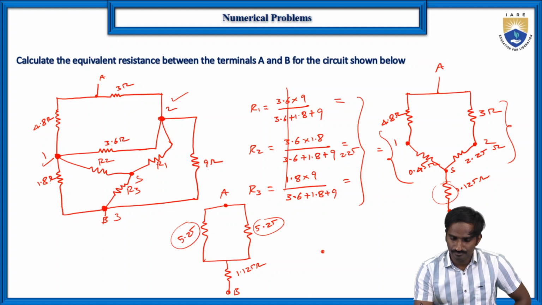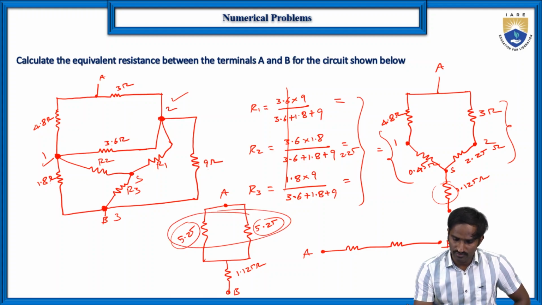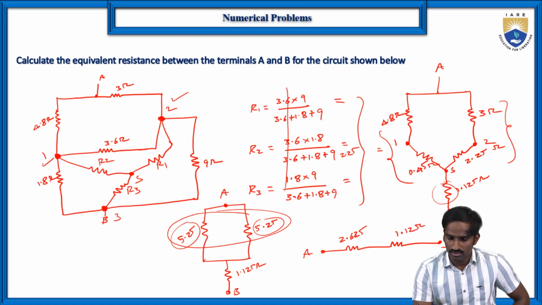Then these 5.25 and 5.25 are in parallel. Then in between A and B you will be having two resistors. One is the parallel combination of this, which is 2.625, and this is 1.125. Then the total resistance RAB, again these two are in series, RAB is equal to 3.75 ohms.